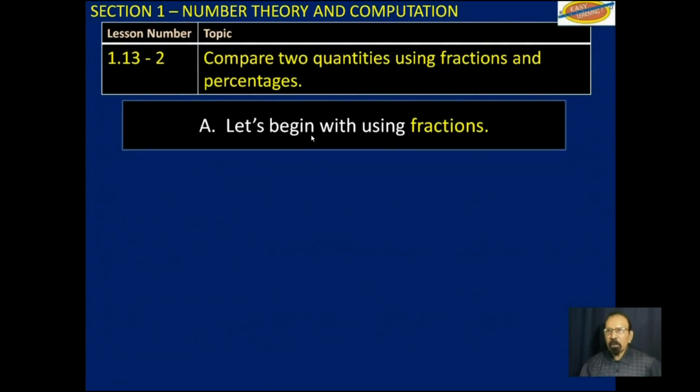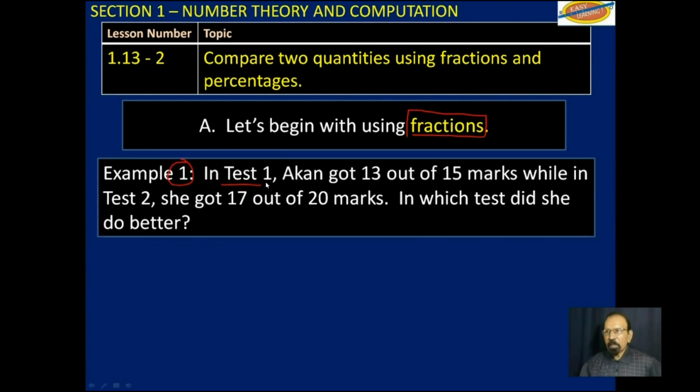So let's begin with comparing them using fractions first. We will look at 4 such examples, and then we will look at those same 4 examples, but in terms of percentages. Example 1. In test 1, Akan got 13 out of 15 marks, while in test 2, she got 17 out of 20 marks. In which test did she do better?